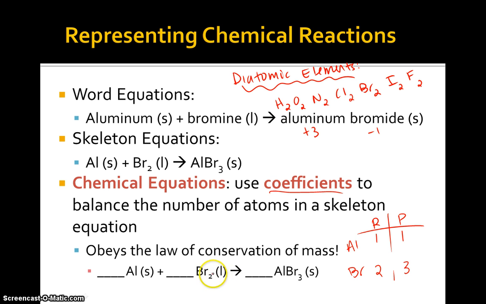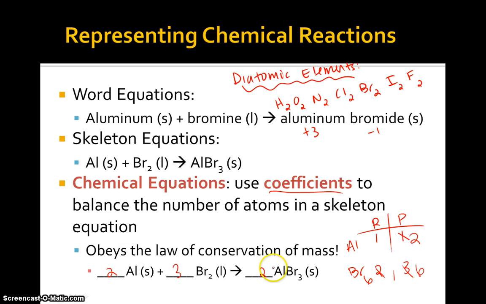Now, because this number is even and this number is odd, we can get them to a common factor. And the common factor between 2 and 3 is 6. So I would want to put a 2 in front of AlBr3 to make this 6 Brs and 2 Als. And I would want to put a 3 in front of my Br2 to make that a total of 6 Brs. Now, because I've got 2 aluminums on this side, I need to put a 2 in front of my aluminum over here so that it's balanced.